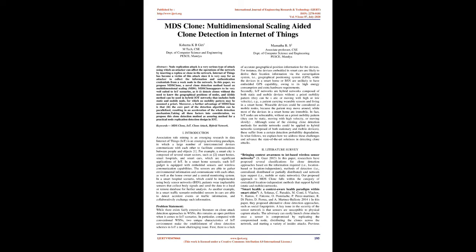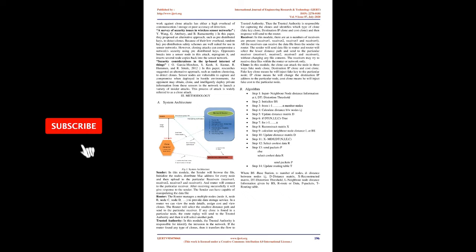Secondly, IoT networks are hybrid networks composed of both static and mobile devices without a priori mobility pattern. They can be static or moving with high or low velocity, e.g., a patient carrying wearable sensors and living in a smart home. Wearable devices could be considered as mobile nodes, because the patient may move around, while most of the devices in a smart home are immobile. In fact, IoT nodes are relocatable, without a priori mobility pattern. They can be static, moving with high velocity, or moving slowly. Although some of the existing clone detection methods for mobile networks could be applied to hybrid networks, composed of both stationary and mobile devices, these suffer from a certain detection probability degradation. In what follows, we explain how we address these challenges and advance the state-of-the-art solutions in detecting clone attacks.